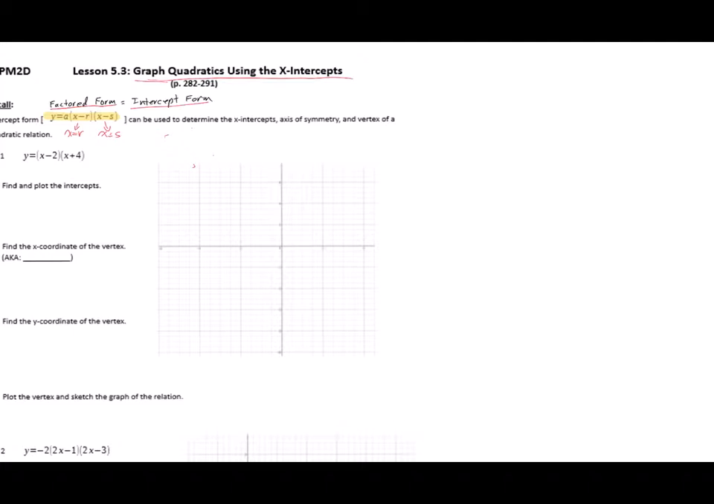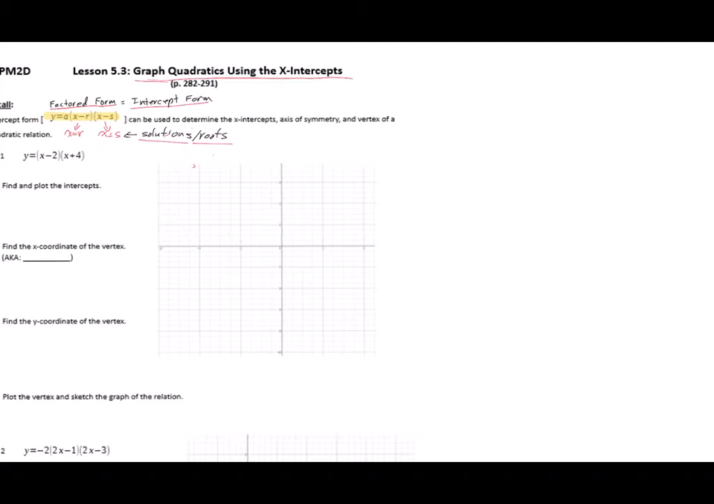Now, whatever we get for our solutions, we call them x-intercepts, but we also call them the roots of the parabola, i.e. the points that cross the x-axis. That is what the root of a parabola, or a quadratic, is.